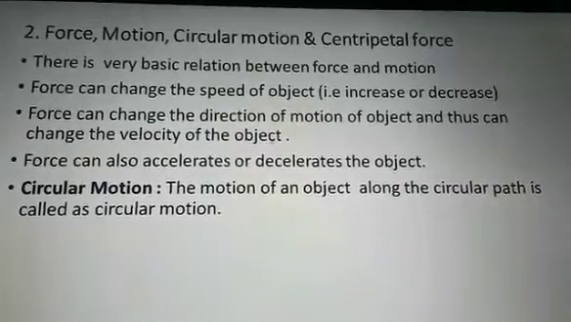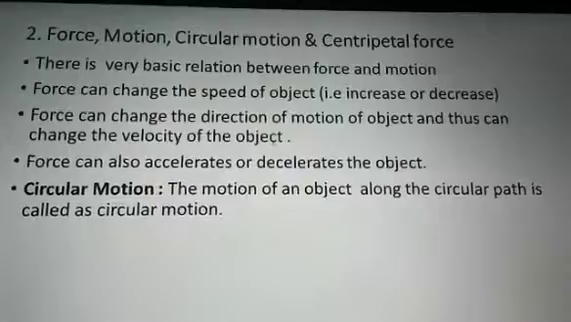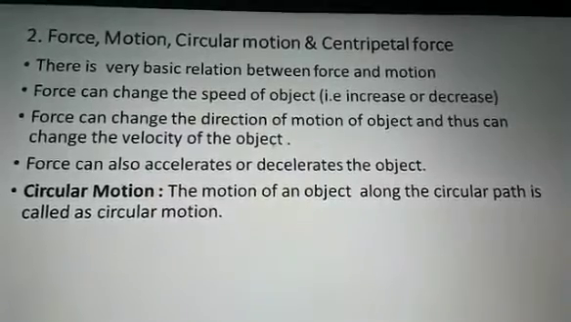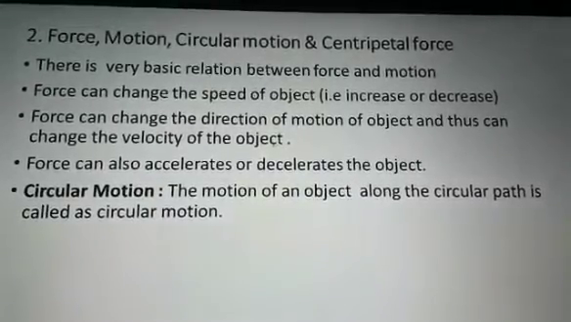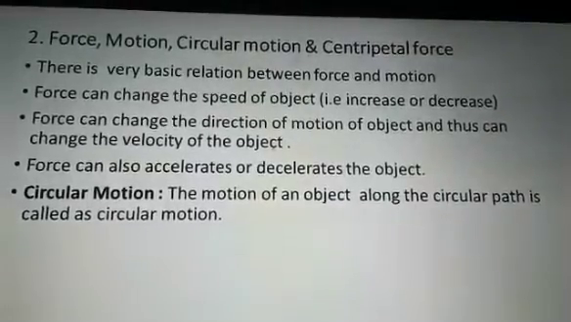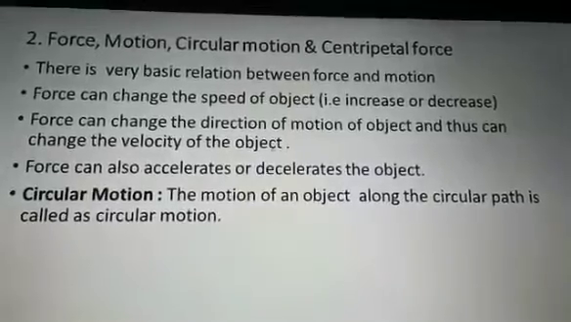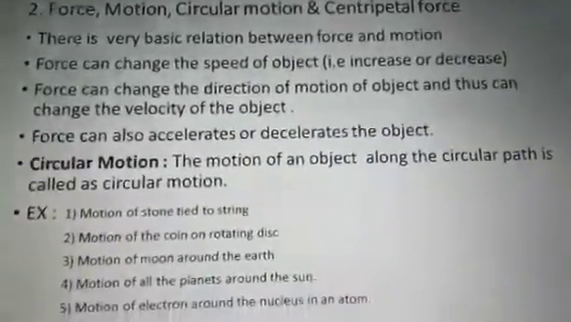Now, by learning this effect of force on motion, we can study what is circular motion. The motion of an object along a circular path is called circular motion. Whenever any object is moving around any circular path, then we can say that the motion of that object is a circular motion. We can see some examples for this.